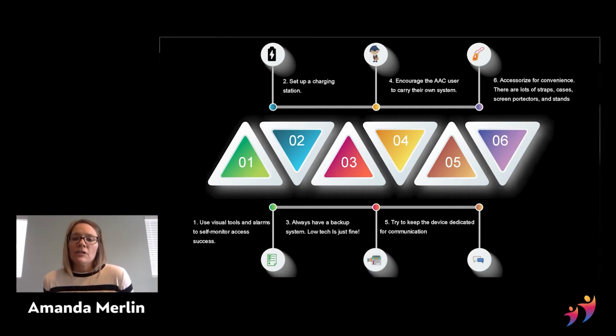For encouraging the AAC user to carry their own system, that's always a big milestone for me. The first goal is, we're carrying the system for them. But when they take ownership of it and they start carrying their own device, then they realize this is an important tool.